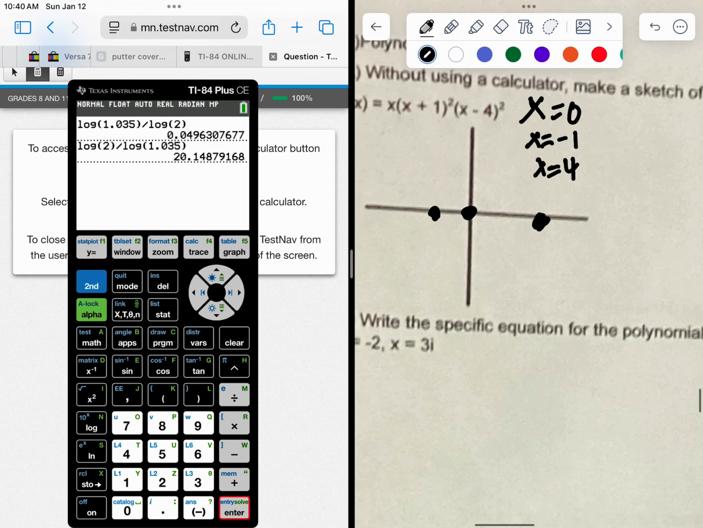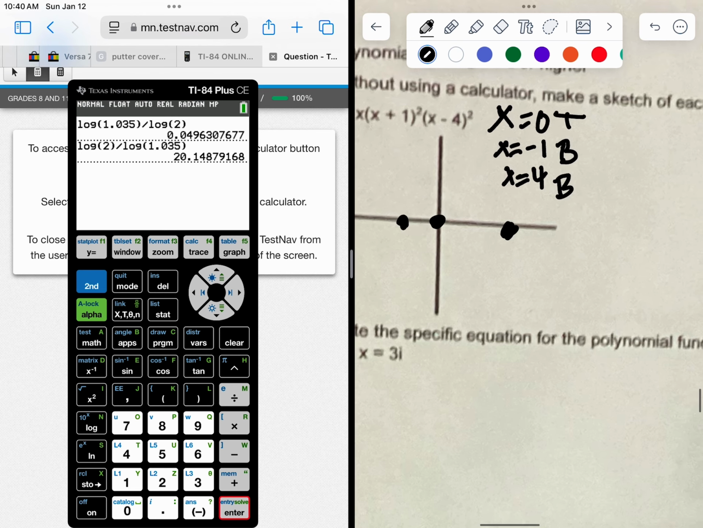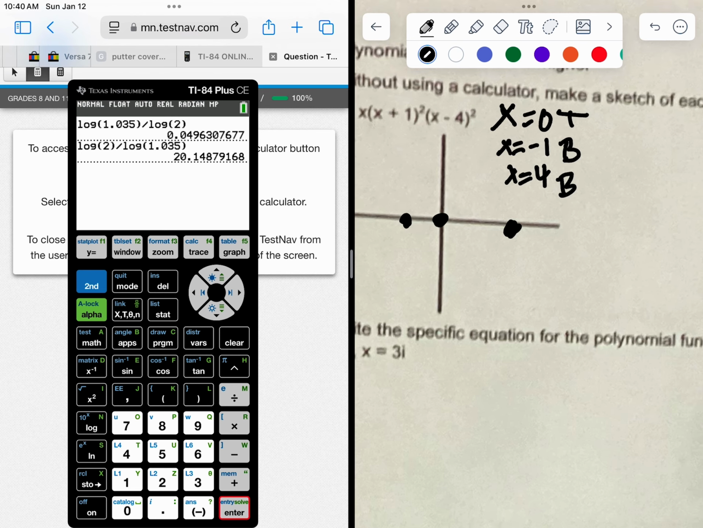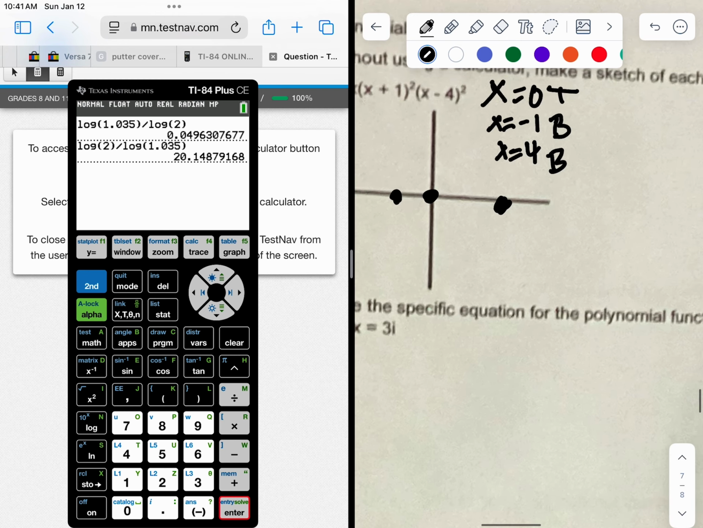So at x equals 0, it's going to go straight through, so I'll put a T. This one has a square to it, so that means it's going to bounce. Put a P, same with this one. It's degree 5, so it's going to start negative and then go positive. So it'll be like, something like that.